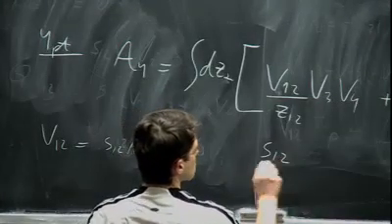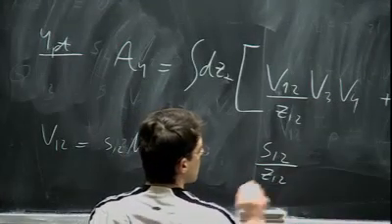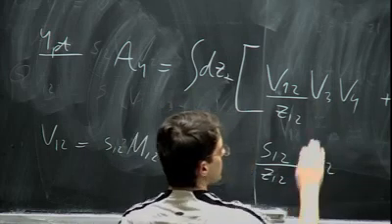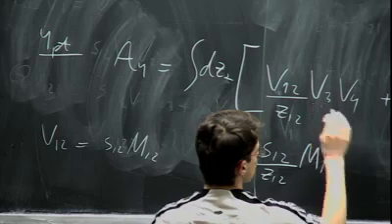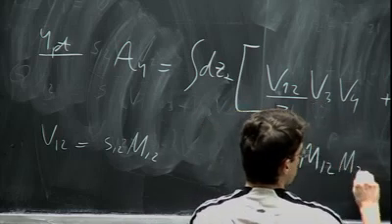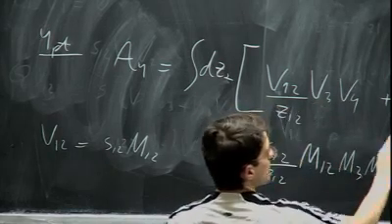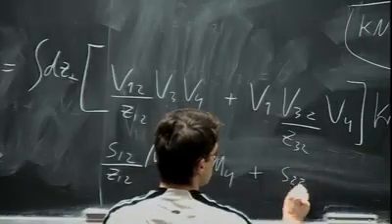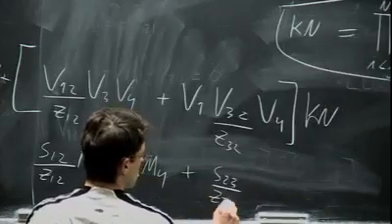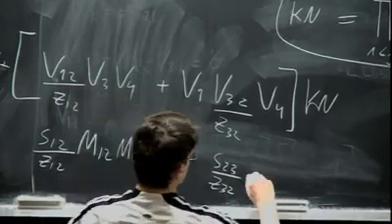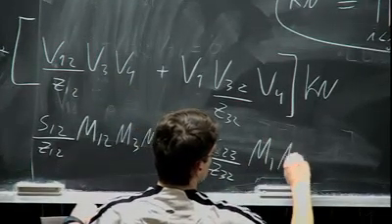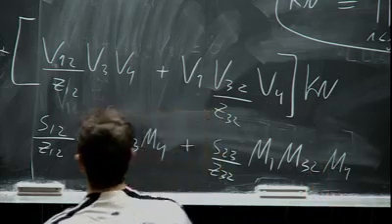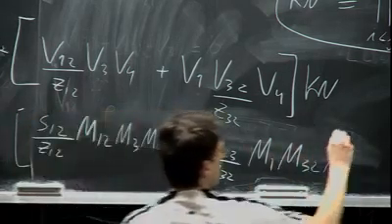So we get S12 over Z12, M12, and now I'm going to use the M notation for this guy. So M3, M4, and now I do the same thing there. So it's S23 over Z32, M1, M32, M4, multiplying the Koba-Nielsen factor.